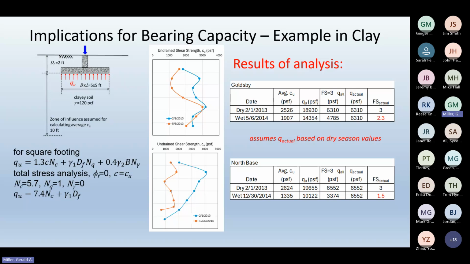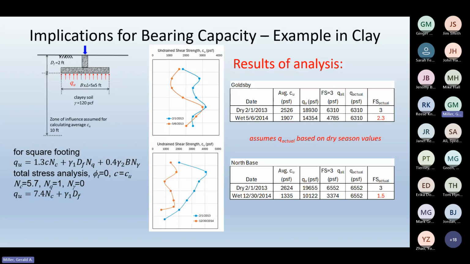But what happens if we get significant wetting before they build that footing and our undrained strength actually drops? And we still have a given of 6310. That means the actual is still 6310, even though the allowable should be 4785. Factor of safety would drop to 2.3.